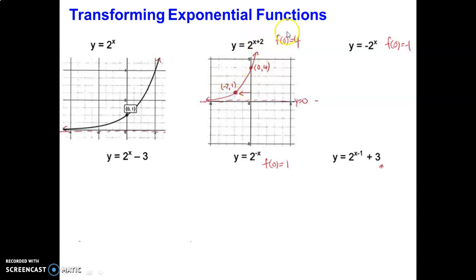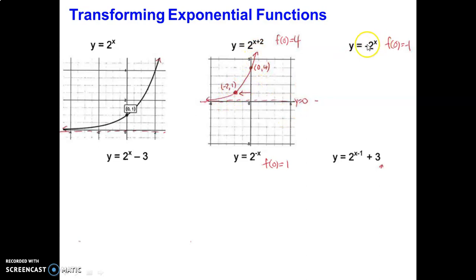Move it like that. And this little thing I have here, because it's sometimes helpful to find that one point to help you draw a better graph. So it's easy to put 0 into any of these functions. So if you put a 0 in here for x, you get 2 to the second power, which is 4. And that allows you to plot that 0, 4 point, which helps you get a better graph.